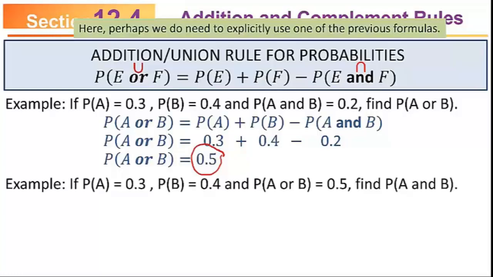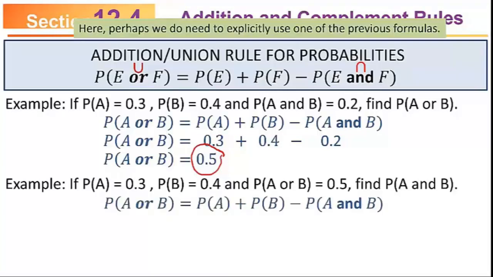Another example where the formula is the most straightforward way to do it. What if the probability of A is 0.3, the probability of B is 0.4, the probability of A or B is 0.5, but this time we're looking for the probability of A and B. So it's the same formula, but you know different things. Here you know the probability of A or B is 0.5, the probability of A is 0.3, the probability of B is 0.4, and you're looking for the probability of A and B.